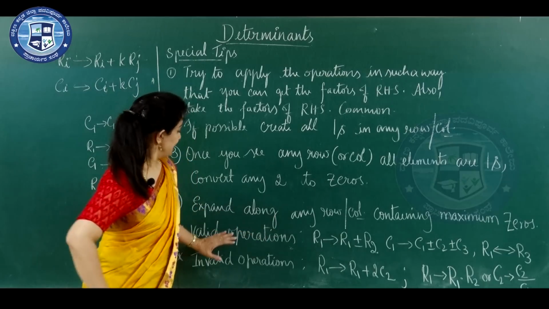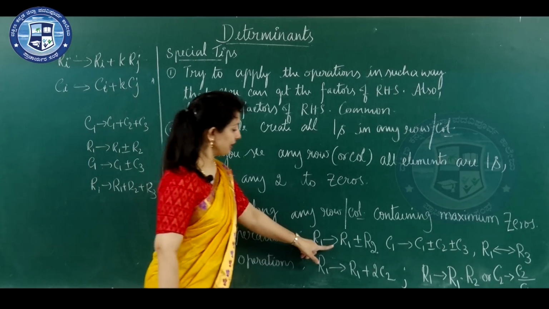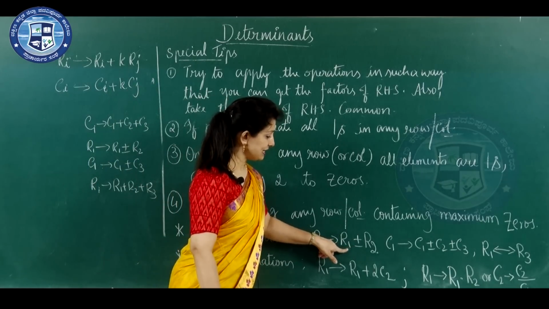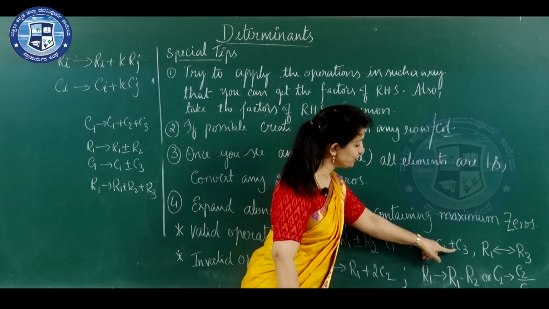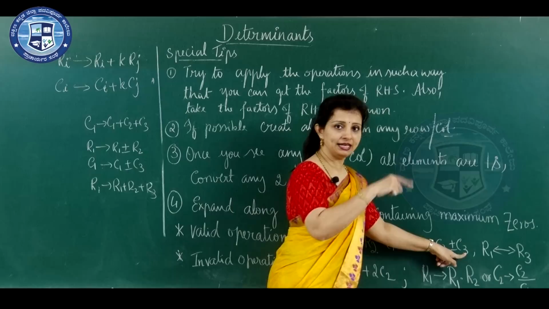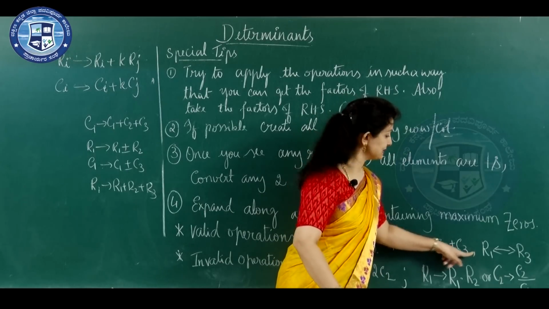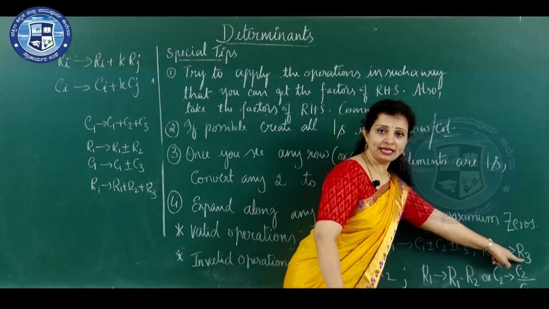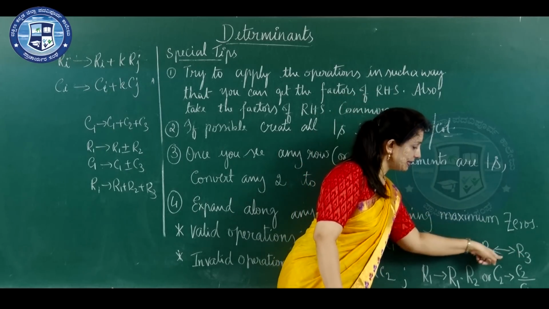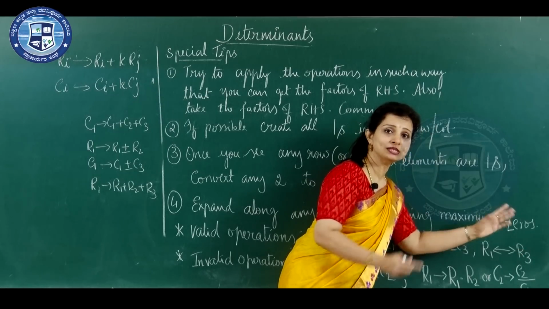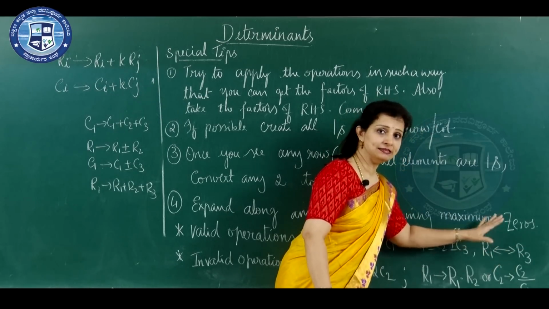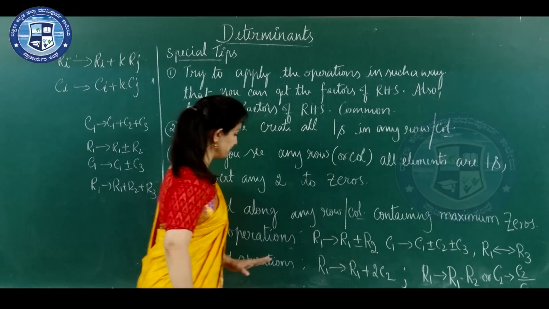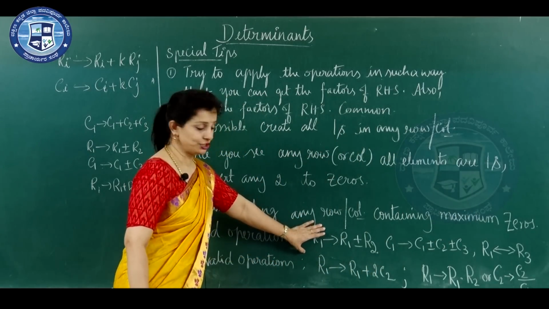So, what are the valid operations? R1 implies R1 plus or minus R2. C1 implies C1 plus or minus C2 plus or minus C3. 3 corresponding elements can be added. R1 interchange to R3, it is possible. 2 arrows means the elements of 2 rows are interchanged. If you interchange the 2 rows or 2 columns, what will happen? Sign of the determinant changes. So, these are the valid operations.